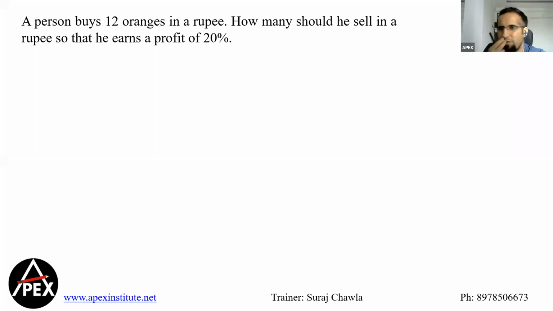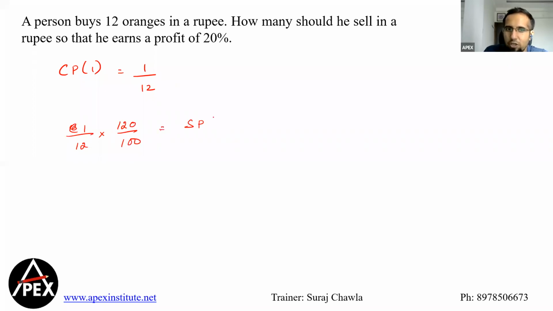A man buys 12 oranges for 1 rupee. So I know that the cost price of one orange is equal to 1 by 12. How many should he sell for a rupee so that he earns a profit of 20%? So I know that CP into multiplying factor. So 1 by 12 into 20% profit becomes 120 by 100 is the selling price of each orange. 12 ones are 12, tens are 10, ones are 10, tens are.